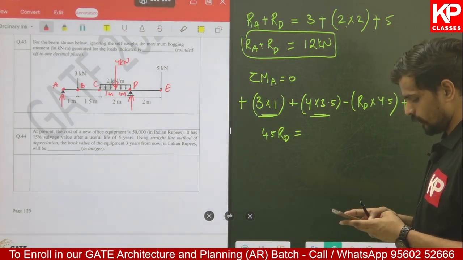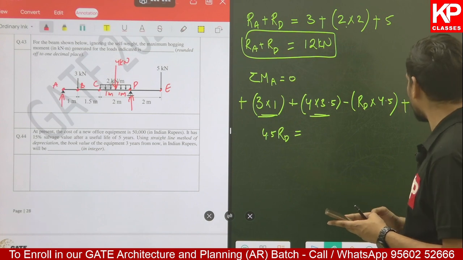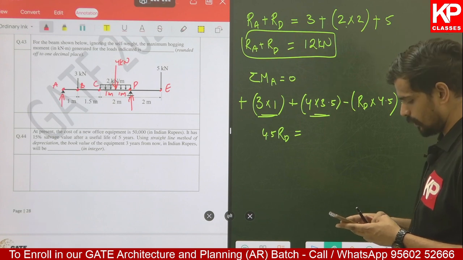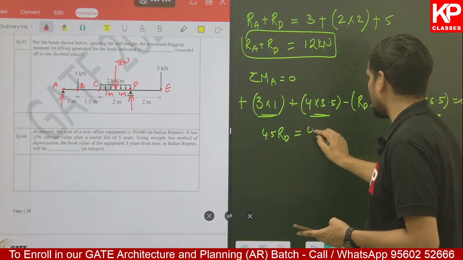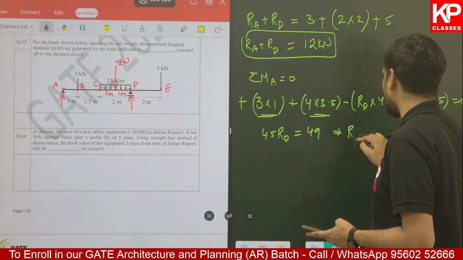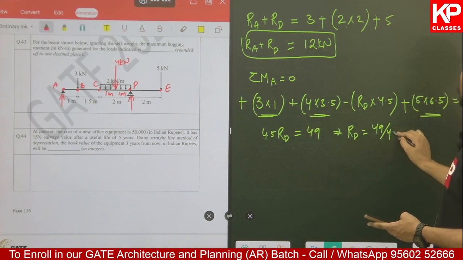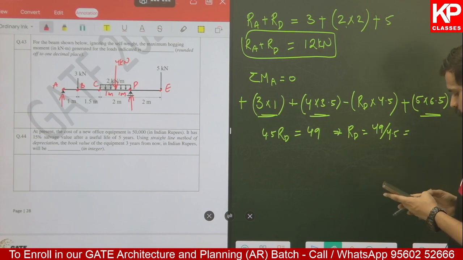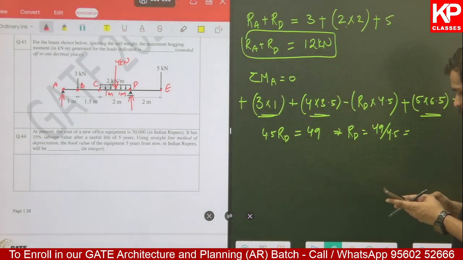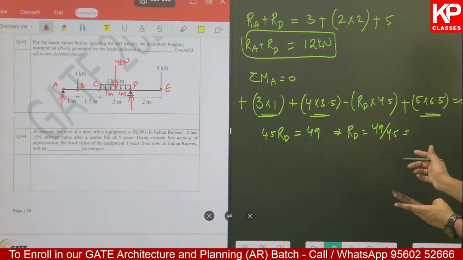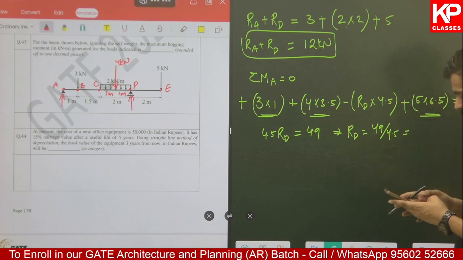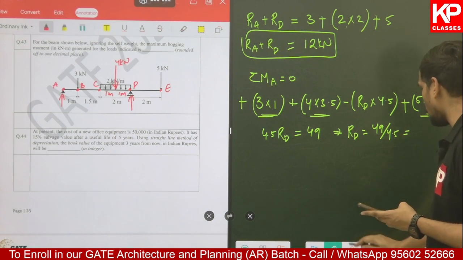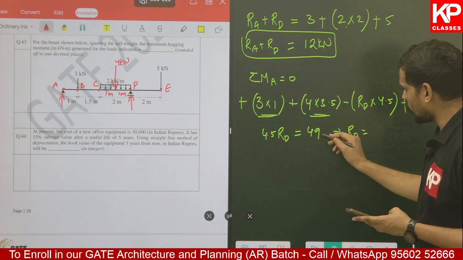So it is 3.5 into 4, that is 14, plus 6.5 into 5, it is coming up to 46 till now, plus 3, it's coming out to be 49. So this implies RD is equal to 49 upon 4.5. So you can check once again, 6.5 into 5 is 32.5, sorry, plus 3, plus 3.5 into 4. It's coming out to be 49.5, not 49. It's coming out to be 49.5.